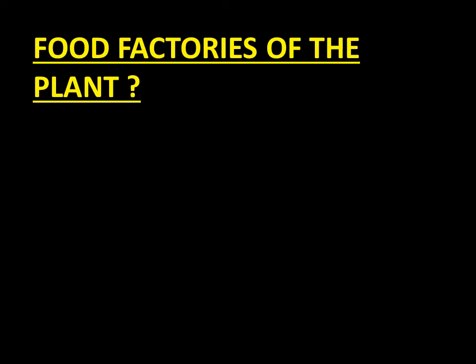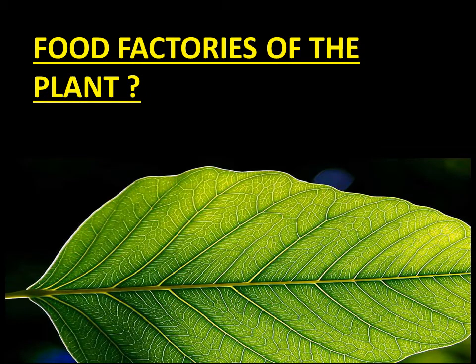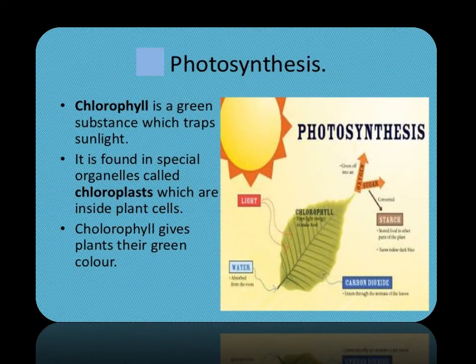Now food factories of the plants. What are the food factories of the plants? Yes, it is the leaf. Now photosynthesis. What is photosynthesis? Let's read these points. Chlorophyll is a green substance which traps sunlight.